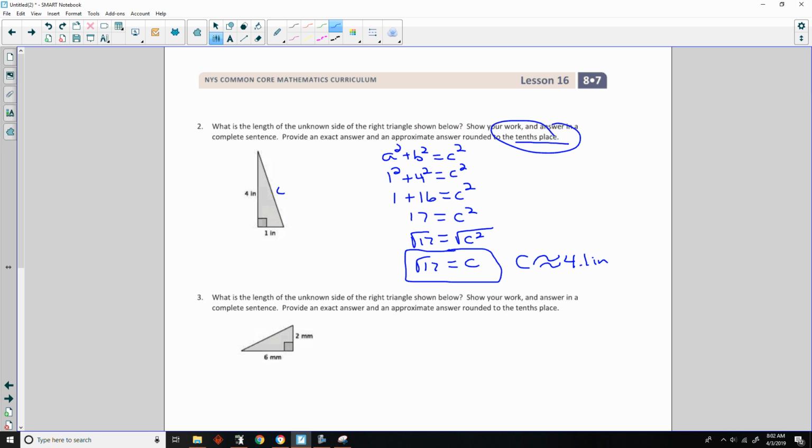Okay, and my answer in a complete sentence would be the length of the hypotenuse of the right triangle is exactly square root of 17 inches and approximately 4.1 inches. All right, number 3.